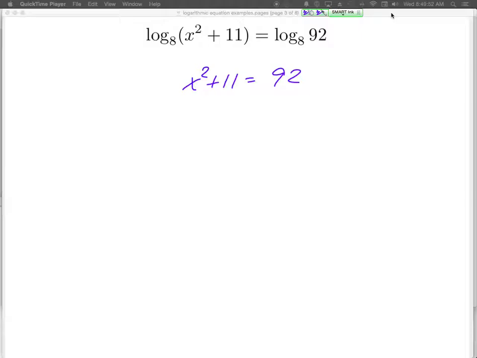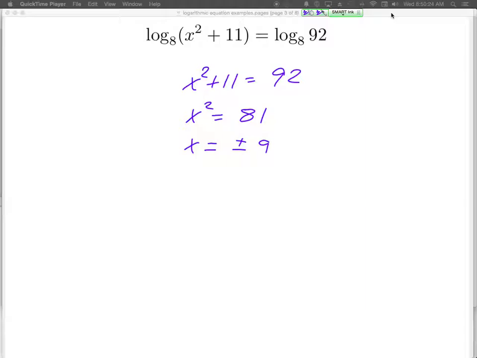Subtract 11. So I get x squared equals 81. Then what? Square root it, and don't forget plus or minus. So I get x equals plus or minus 9. Plug it back in, make sure I don't get a negative, and I should be fine, because anytime I plug something into this x, what's going to happen to it? It's going to be positive, plus 11 gives me positive, so that means we like both of our answers.